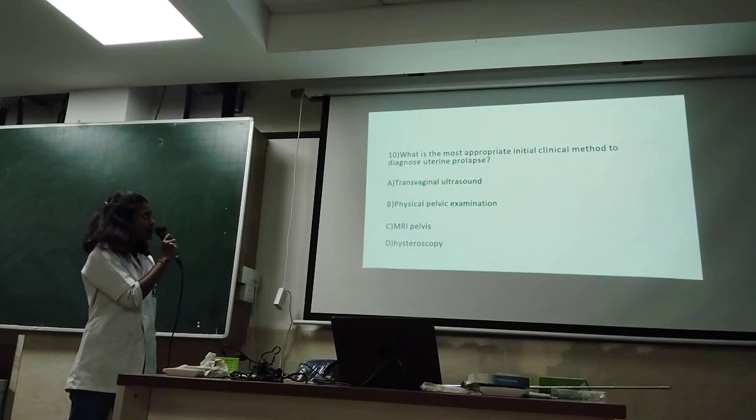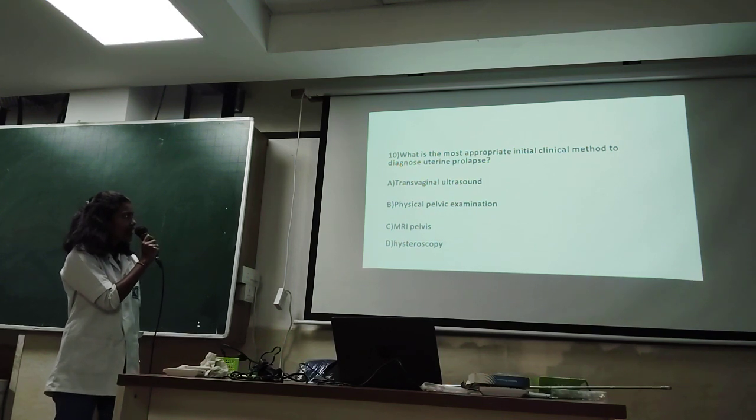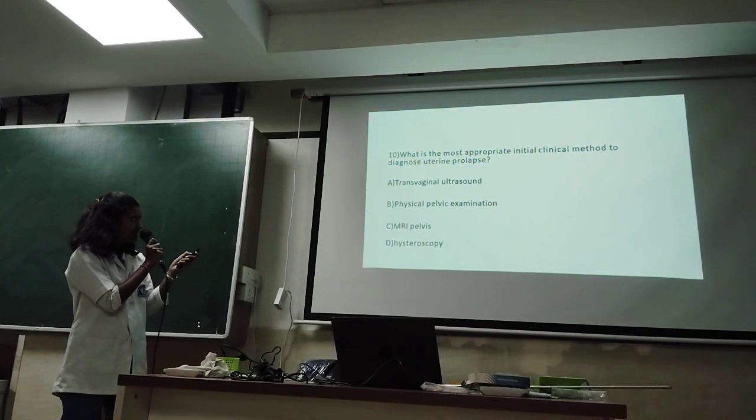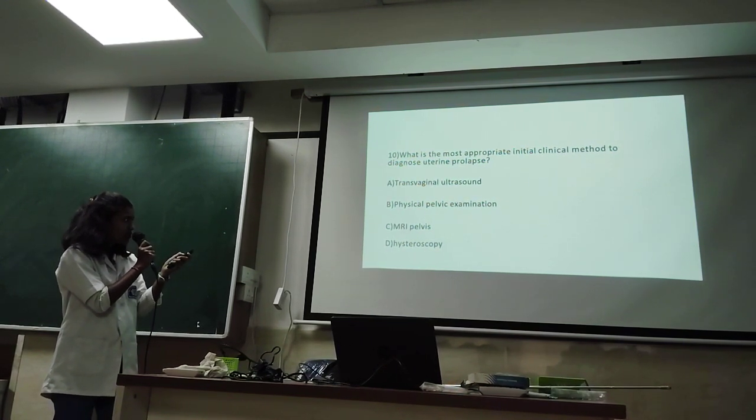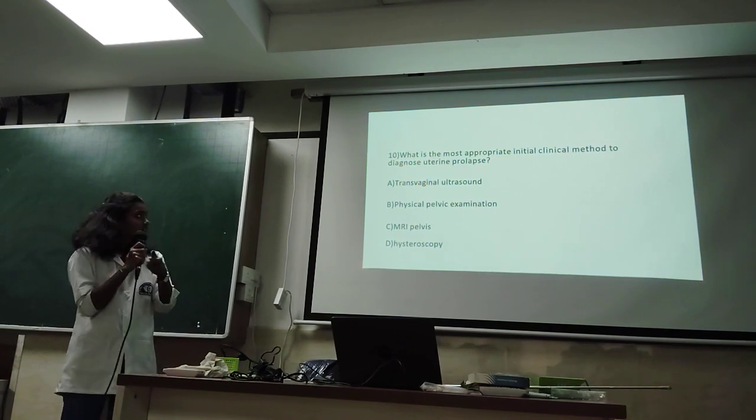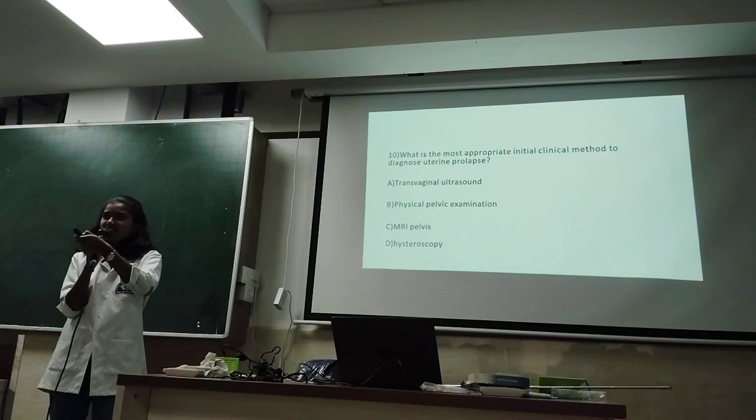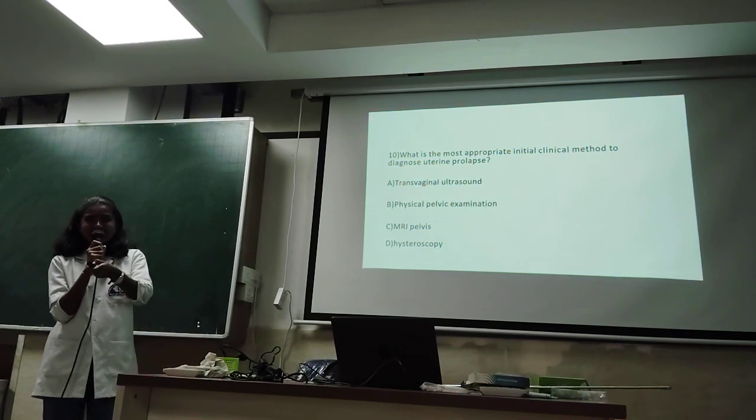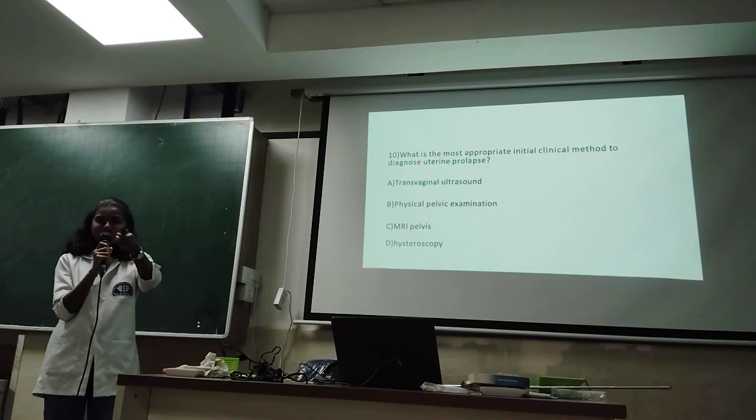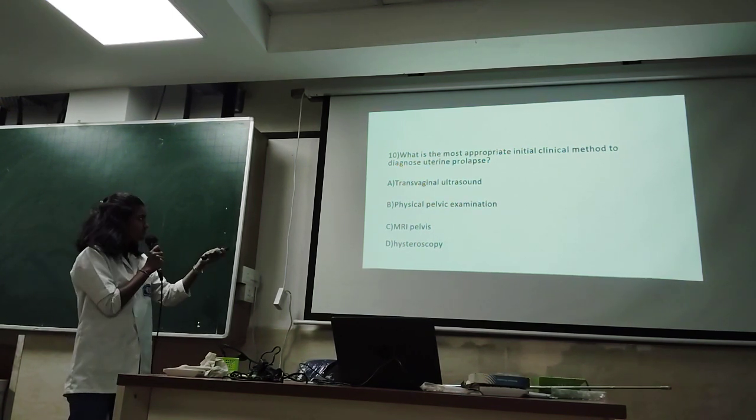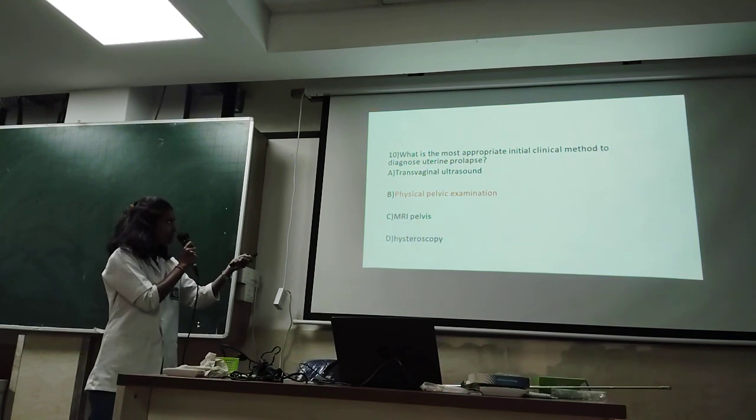Now last question. What is the most appropriate initial clinical method to diagnose uterine prolapse? A, transvaginal ultrasound; B, physical pelvic examination; C, MRI pelvis; and D, hysteroscopy. Option B from this side. No, this side is clearly losing the game. So B option? Yes, this is right.